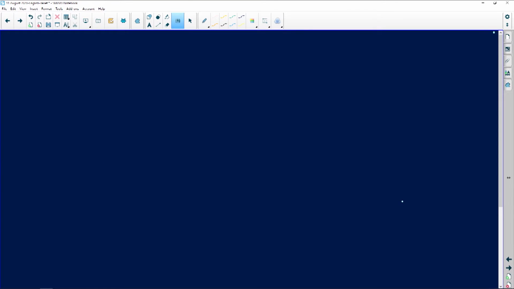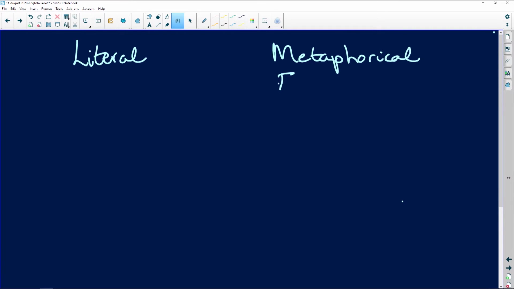We start with Sharon, who asks about the difference between metaphor and simile. So I get asked this quite a lot. Let's start with what you do right at the beginning. You do literal language and metaphorical or figurative language. So Sharon, the first thing is, can you tell the difference between literal and figurative?